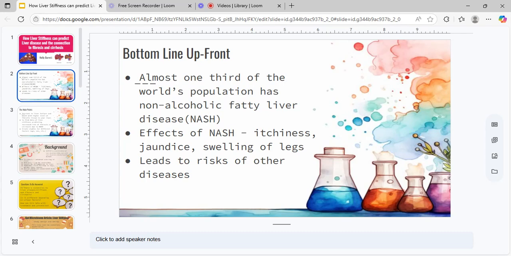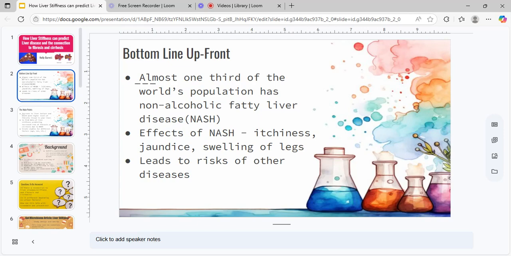The reason why it says NASH right here is because NASH is non-alcoholic steatohepatitis, which is a form of non-alcoholic fatty liver disease, and it's connected to it. The effects of this are itchiness, jaundice, which is a yellowing of the skin, and the swelling of legs. There are also other signs, like unexpected weight loss.